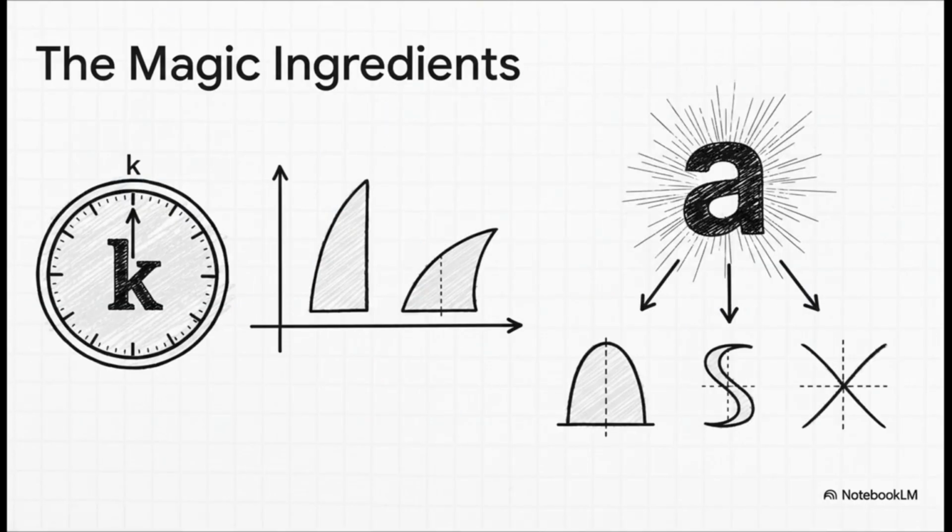So let's break down the ingredients, right? First, you've got k. Think of k like a volume knob or a stretch factor. It can stretch the graph vertically, making it look taller and skinnier, or flatter and wider. Now, just to keep things simple, we're going to set k to 1 for most of this. Because the real star, the true shapeshifter, is that little a up there, the exponent. Just changing this one number is what completely transforms the graph's entire personality.